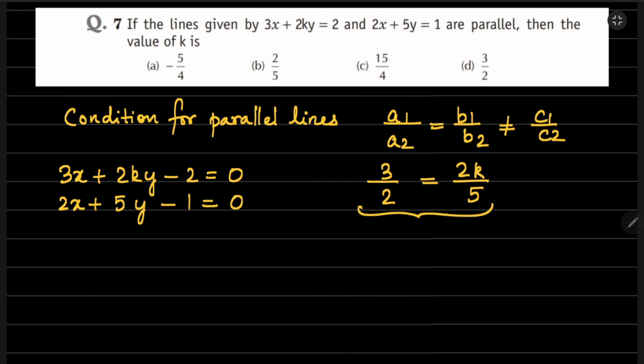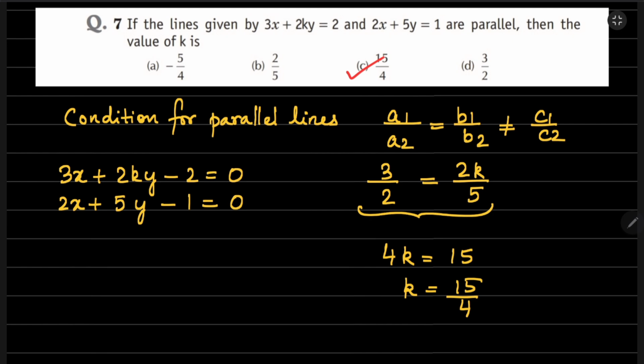So from these two ratios, cross multiply. How will you cross multiply? Just cross multiply here. 2 2s are 4, 4 times k will be equal to 15. So what's k equal to? 15 by 4. That's your answer. Do we have a 15 by 4? So it's option C.